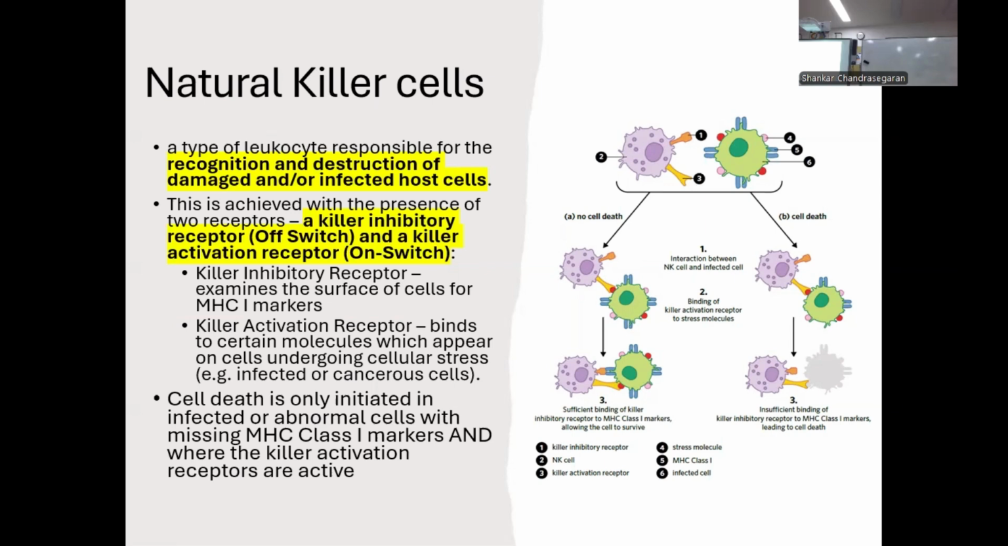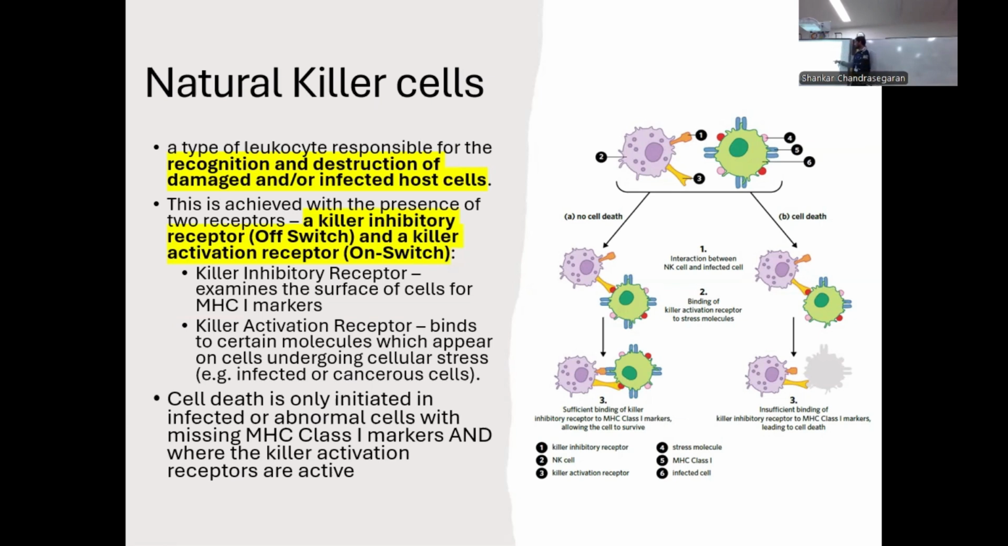Right? Cell death is only initiated in infected or abnormal cells with missing MHC class 1 markers, and where the killer activation receptors are activated, right? So two things need to happen for any cell to be killed by the natural killer cell.